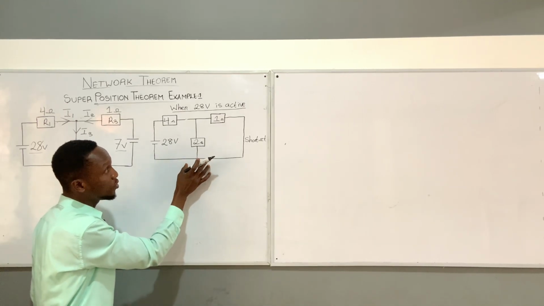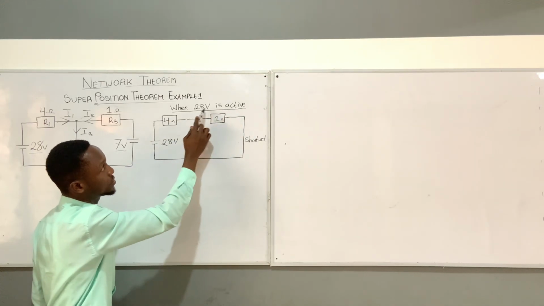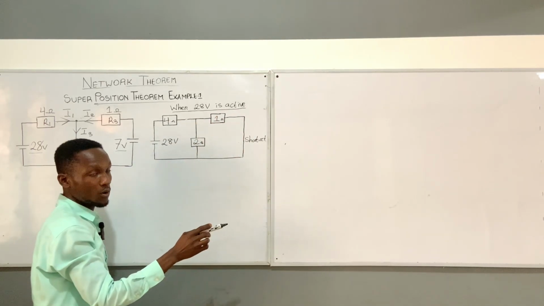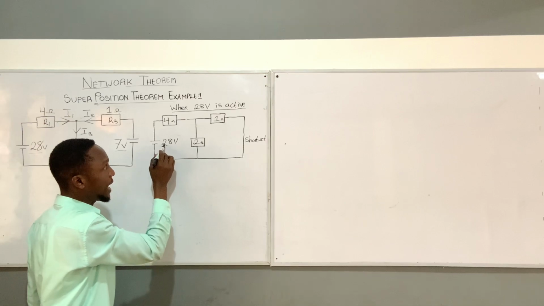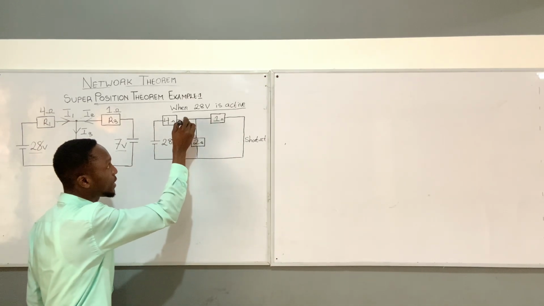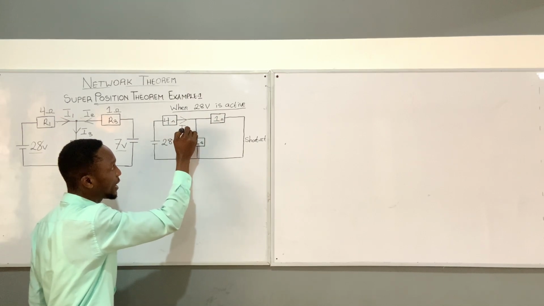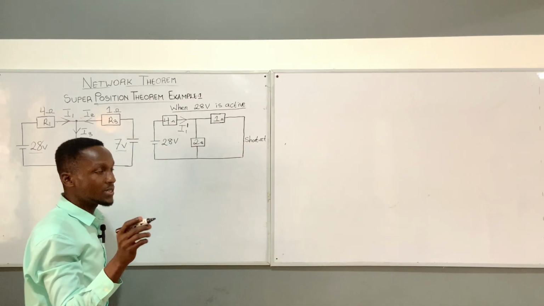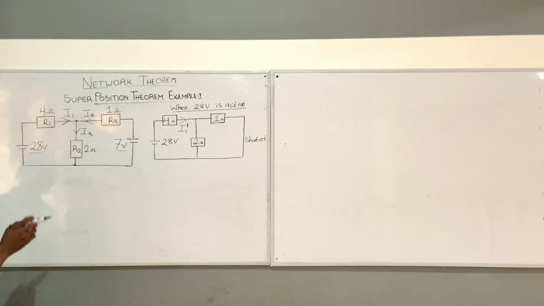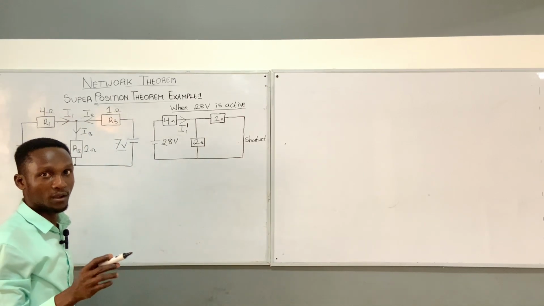Now watch very carefully. You need to label the branch current for the 28 volts when it is active. That is why I wrote when 28 volts is active. Now we will supply the current on all the branches. The 28 volts is supplying the current in this direction, so let us call it I1 prime. The reason is that on the original diagram, I labeled that current I1, so I need to separate it with prime so I don't get confused.